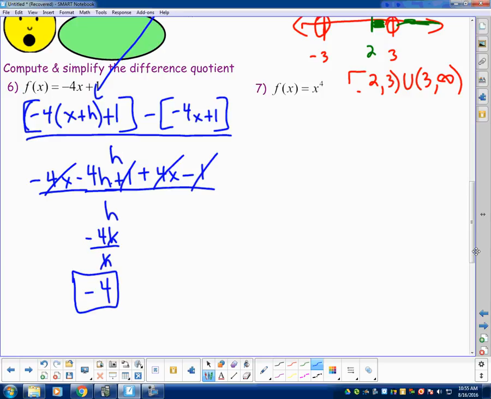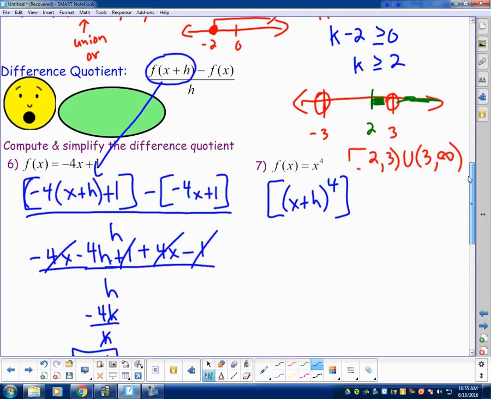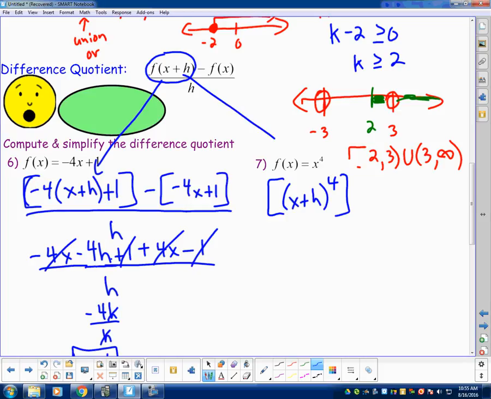We're going to take a little more difficult function here. F of x equals x to the 4th. Apply the same formula to it. So we're going to plug in x plus h to the 4th. This is the first term. That's the f of x plus h term from the difference quotient. There it is, right there. And then minus f of x, which is just x to the 4th. That's this guy right here. And then that's all over h.